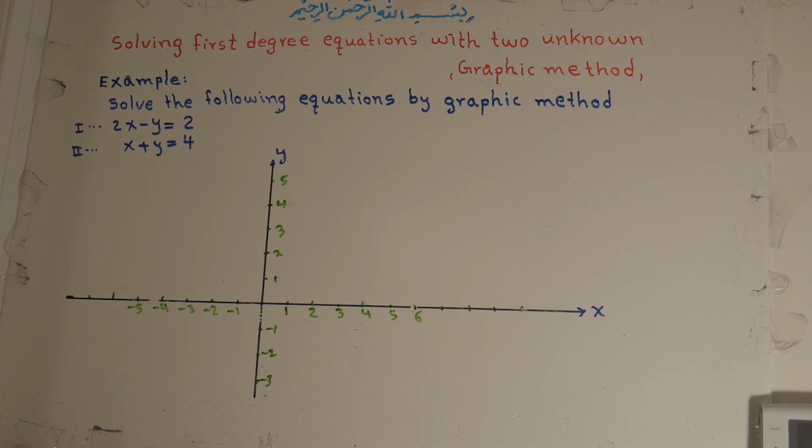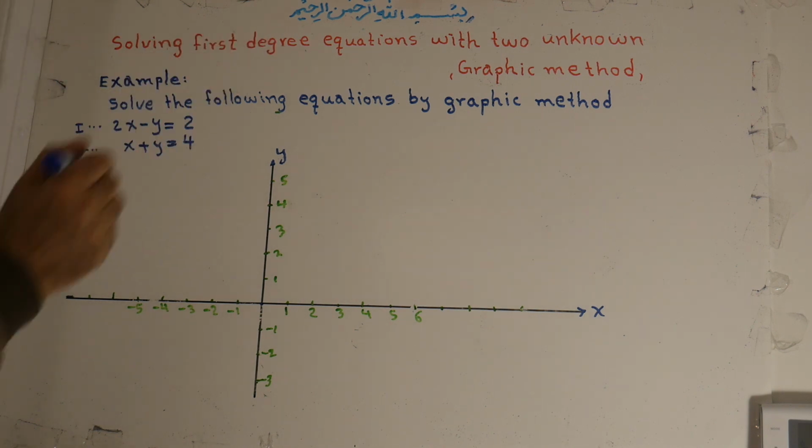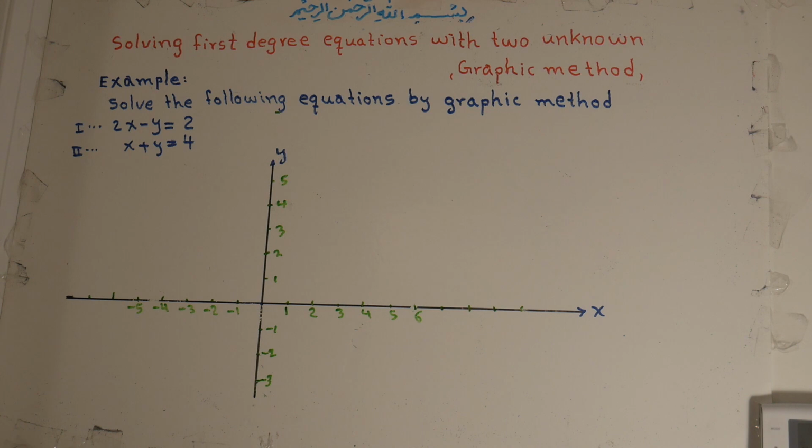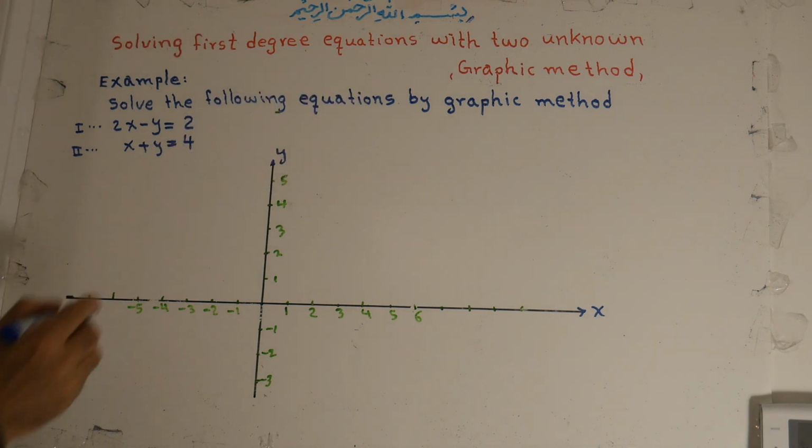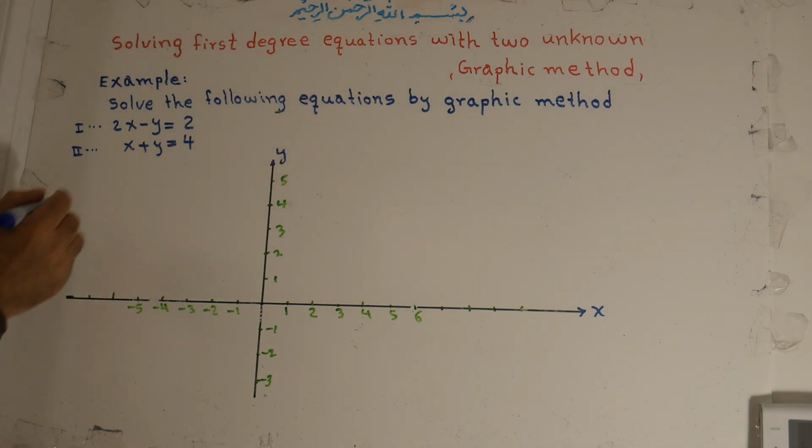The topic of our lesson is solving first degree equations with two unknowns. Graphic method. Graphic method is also one of the methods of solving the simultaneous equations, or the first degree equation with two unknowns. Now, example: solve the following equations by graphic method.